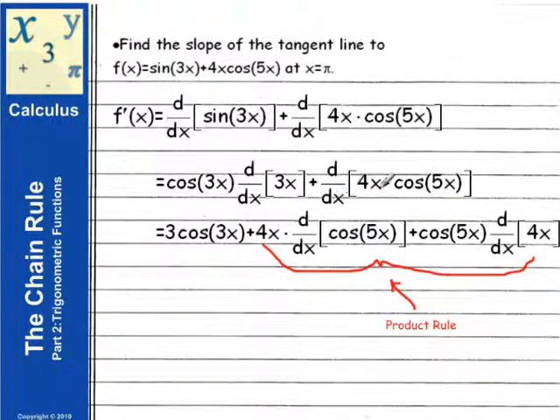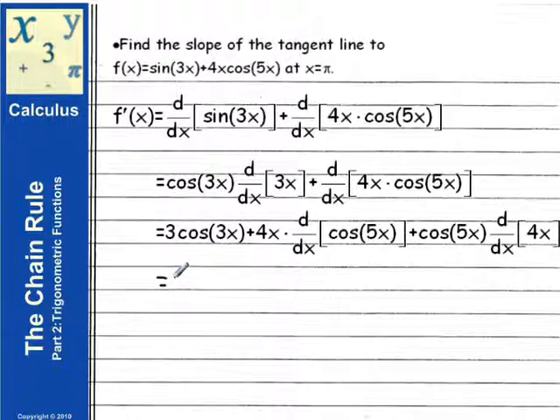Now, to find the derivative of 4x times cosine 5x using the product rule, I remember it's first function, that's 4x, times derivative of second function, well, that's the derivative of cosine 5x. And then it's plus second function, that's the cosine of 5x, times the derivative of the first function, and of course the first function was 4x. Well, from here we can pick it up and calculate some of these other pieces. Here at the beginning, of course, we have the 3 times cosine of 3x.